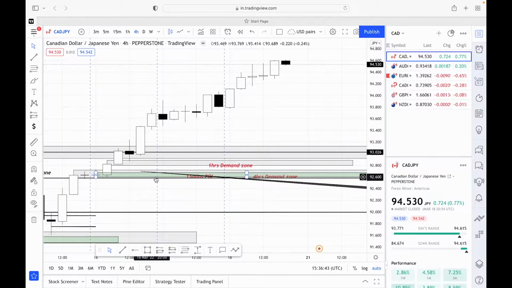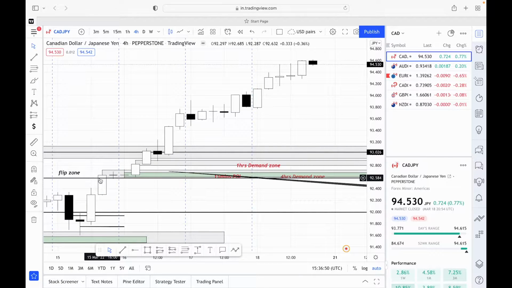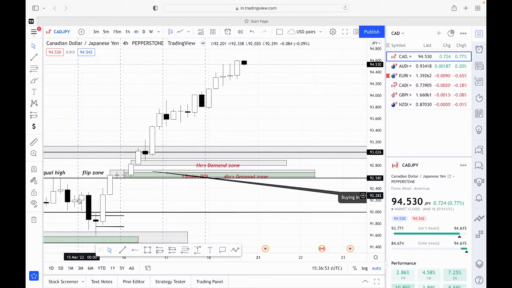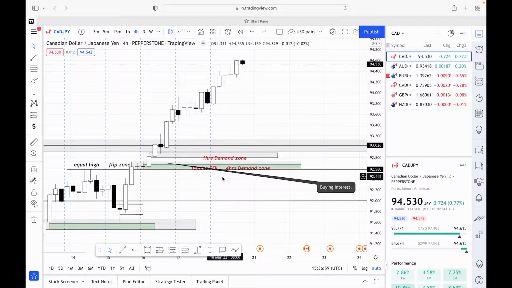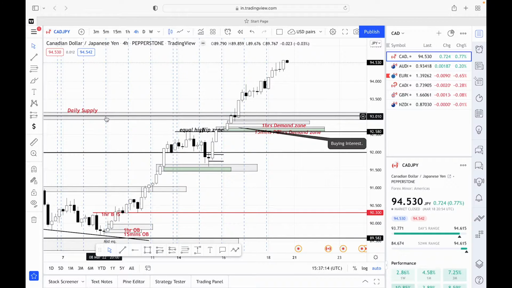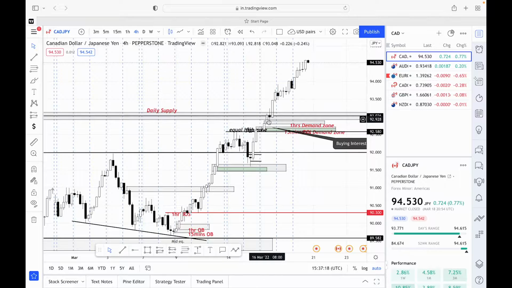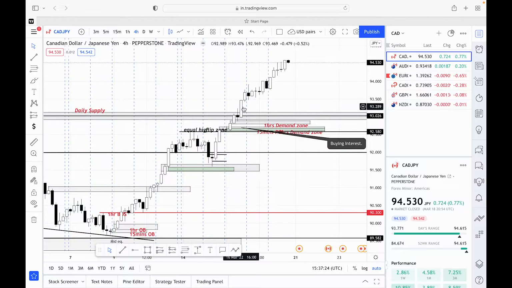So we had a 15 minutes PUI resting on this flip zone. We took our entry right from that very PUI, because if you watch what I noted here, there's a 4 hours demand zone above that equal high, resting on that same flip zone where the support became resistance. And we had a 1 hour demand zone here, and above this very level we had a daily supply zone. We took out that level, and we still went up.